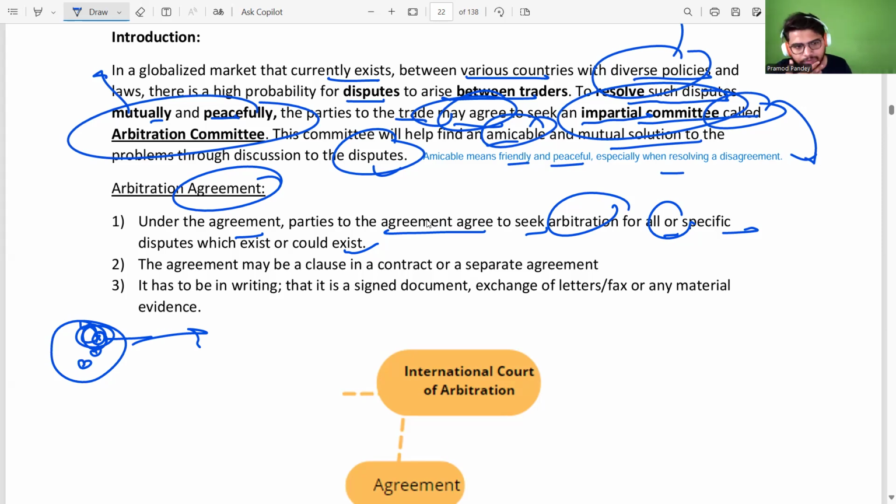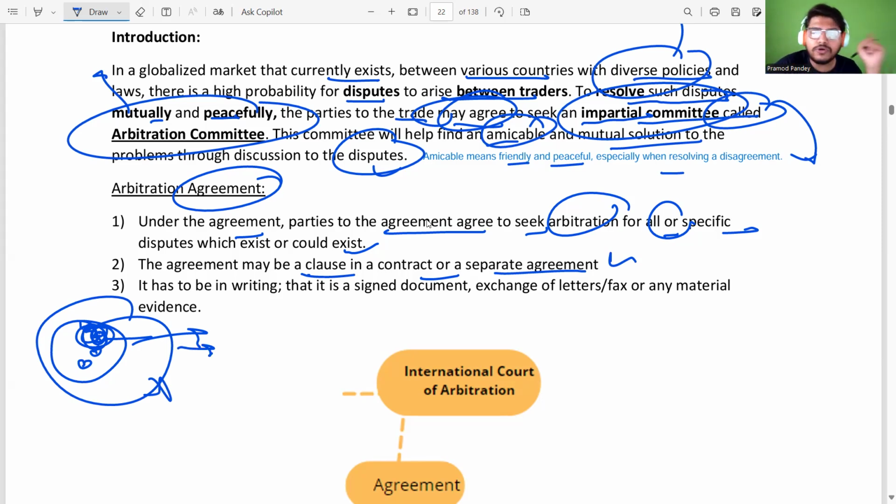Now I can go for this specific thing or I can go for the whole contract. The agreement may be a clause in a contract or a separate agreement. It means the agreement you are making might have a clause in itself that if anything happens, we will go to arbitration. We will not go to the court.